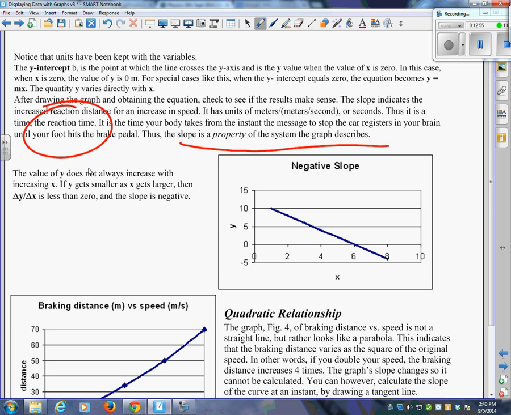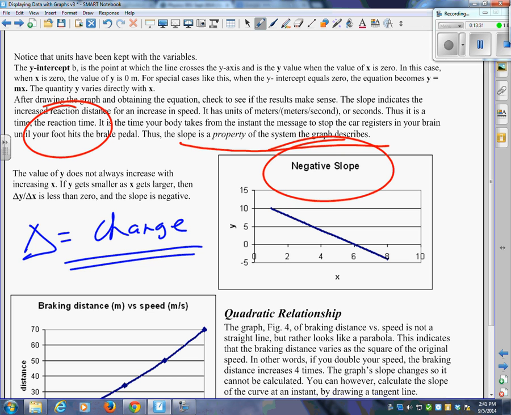The value of y does not always increase with increasing x. If y gets smaller as x gets larger, then delta y over delta x is less than 0, and the slope is negative. Negative slope. Delta means what? Good question. The Greek letter D. It looks like a triangle. It's a capital D, actually. Anybody know what delta means? No, you guys don't know? Okay. Delta simply means change. Delta means change.